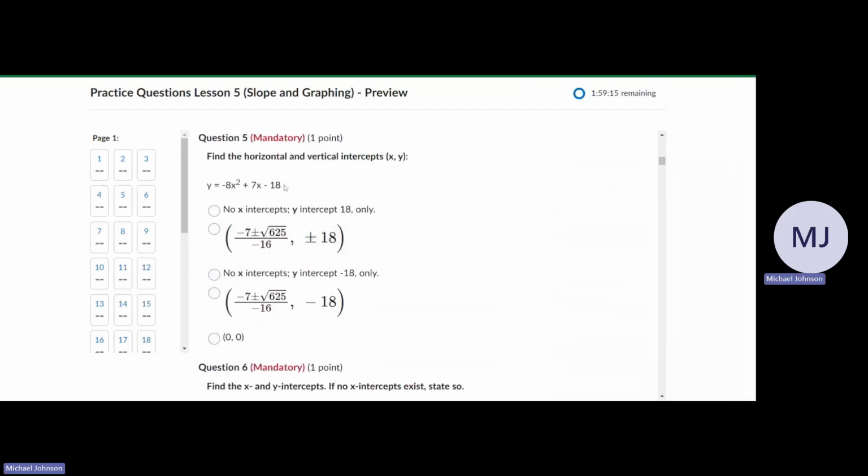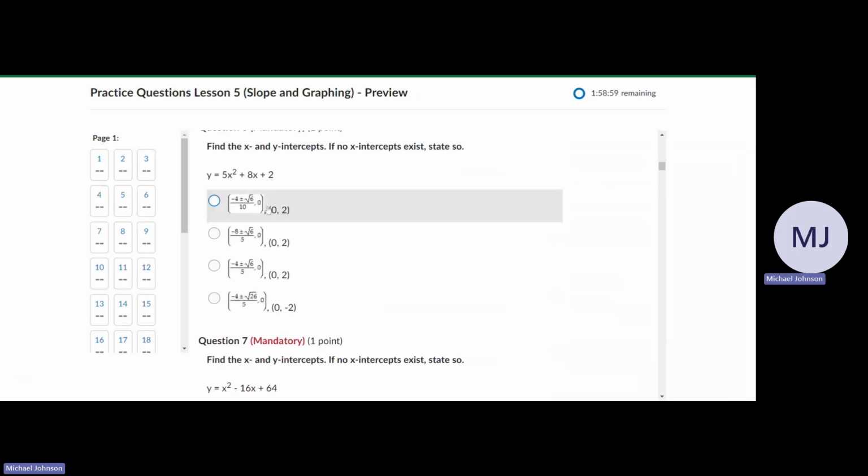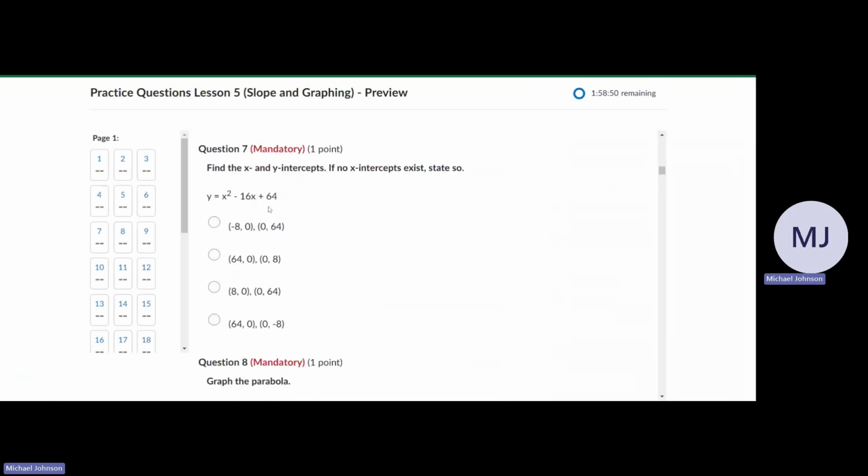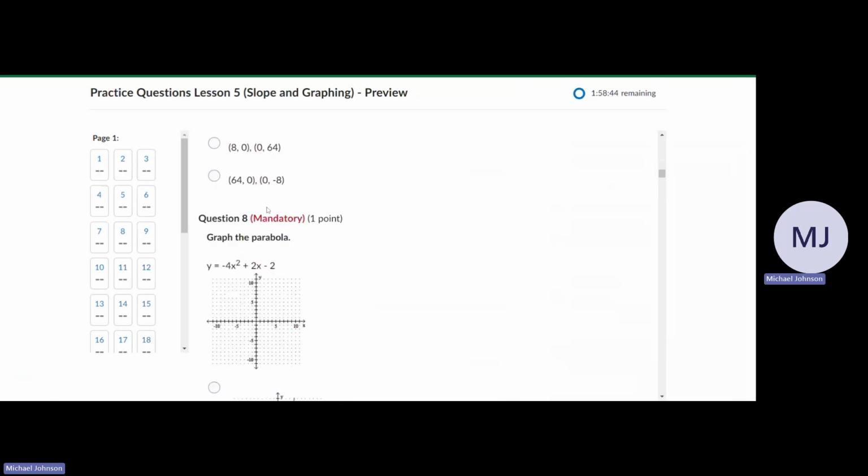Here you'll have to actually use the quadratic formula. So plug all this into the quadratic formula. And then to find the x-intercepts here, you plug it all into the quadratic formula. And then to find the y-intercept, set x equal to 0. Same thing here. To find the x-intercepts, put everything in the quadratic formula. To find the y-intercept, set x equal to 0.